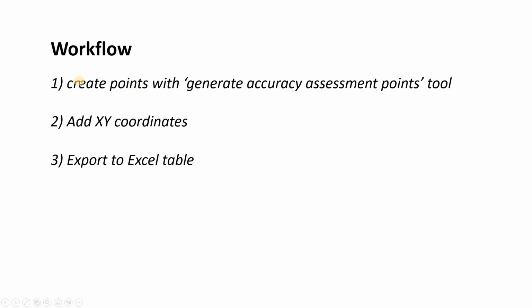So our brief workflow here is we're going to create the points with the Generate Accuracy Assessment Points tool. Then we're going to add the XY coordinates into the attribute table, and then we're going to export it into Excel. In a future video, I'm going to show you how to convert this shapefile into a KML that you could upload directly into your GPS, but that'll be in the next video.